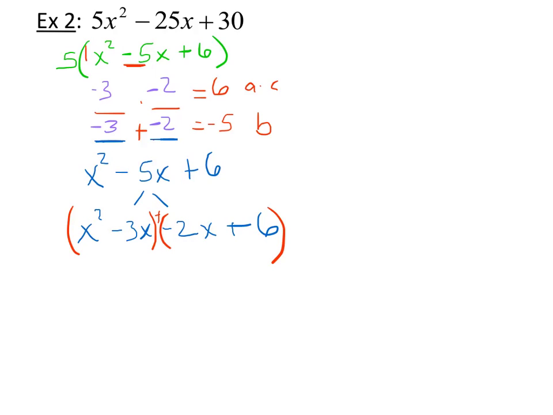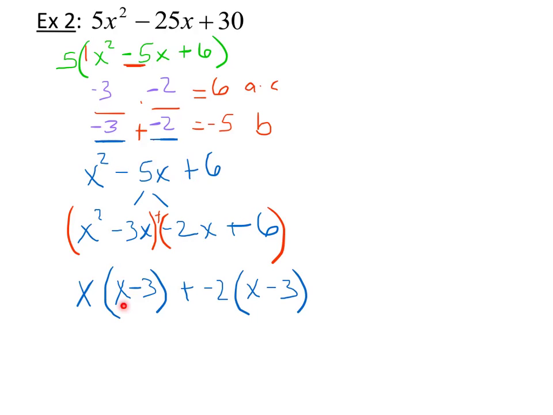Out of the first group, I can pull out an x, and what I'm left with is x minus 3. Plus, out of the second group, I notice that the third term is negative, which means I want to pull out something negative. The number that goes into 2 and 6 is 2, so I'm going to pull out a negative 2. What's left? x minus 3.